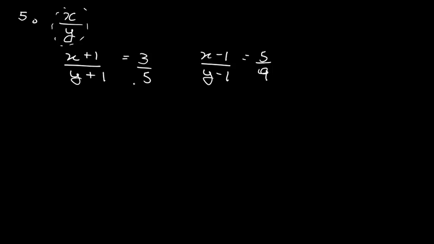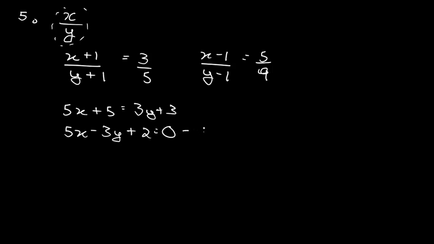What can we do? Can we simplify these equations? Yes, we should simplify these equations. They will become 5 into x plus 1, which means 5x plus 5, is equal to 3y plus 3. Or we can simplify it again: 5x minus 3y plus 2 is equal to 0. Let us consider this equation as the first equation.